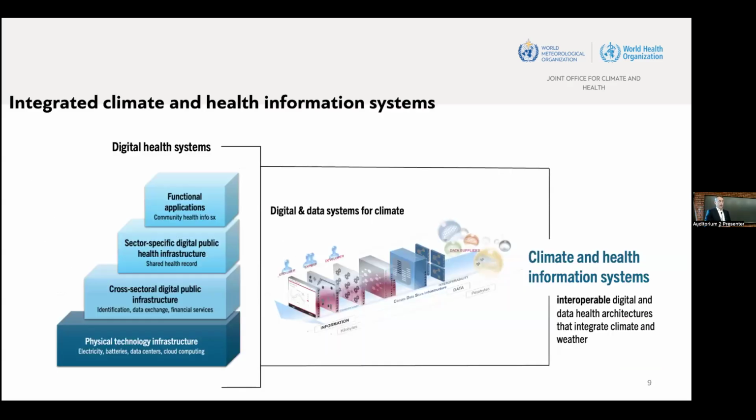So the way that the WHO and WMO are thinking about integrated climate and health information systems is you've got digital health systems on one side and climate systems on the other side, and you're building interoperability into these two, syncing up the DPIs to get that data where it needs to be so you can build systems that are really useful for folks, whether you're thinking about health or climate.